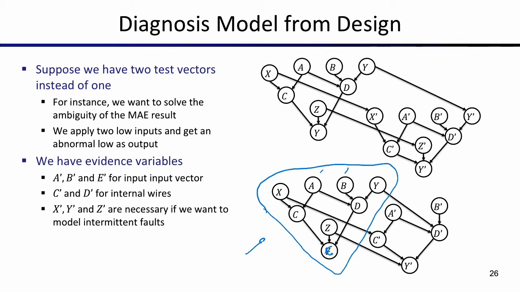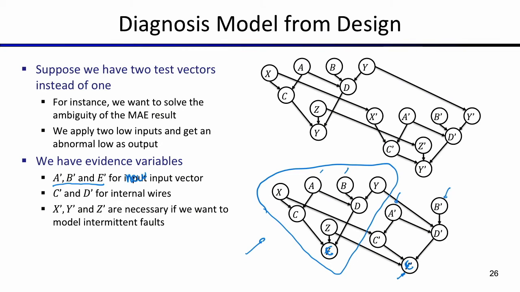What we're going to do now is to provide a new input vector that has A prime, B prime, and E prime. In order to compute the new states of the internal wires, we need to put this input together with the state of the gates.